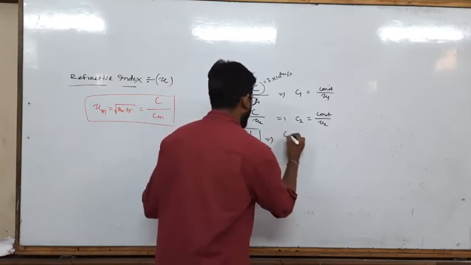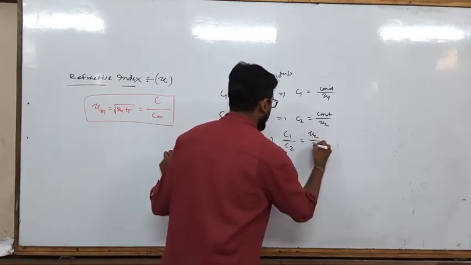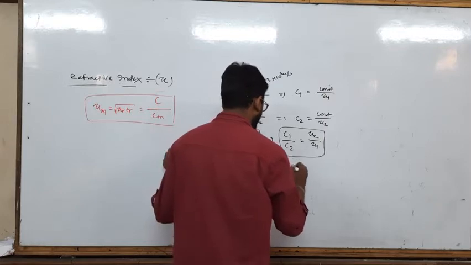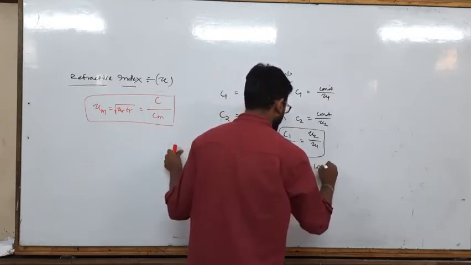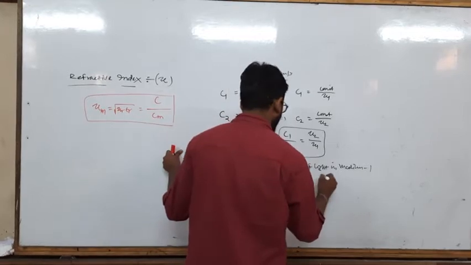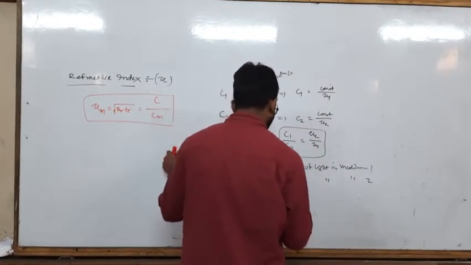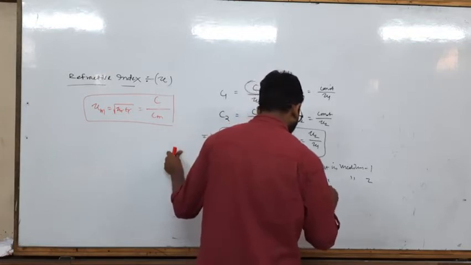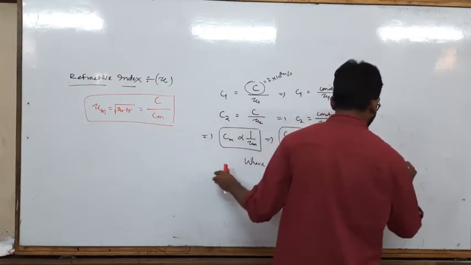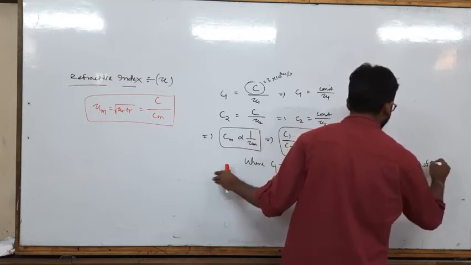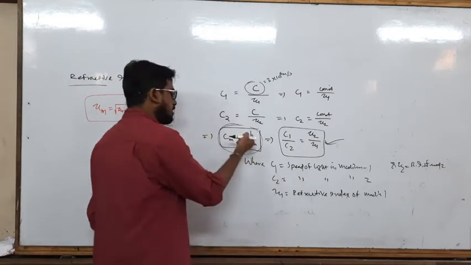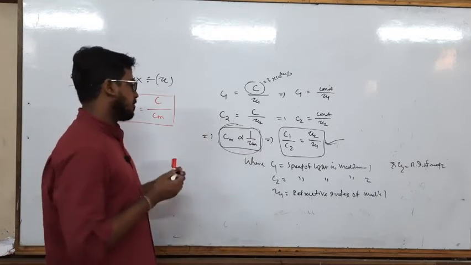So from this relation we can write c1 by c2 equal to mu2 by mu1, where c1 equal to speed of light in medium 1, c2 equal to speed of light in medium 2, and mu1 equal to refractive index of medium 1 and mu2 equal to refractive index of medium 2. So you have to remember this relation, that speed of light in any medium is inversely proportional to the refractive index of that medium. Clear?